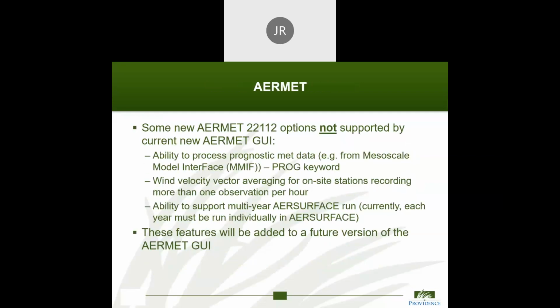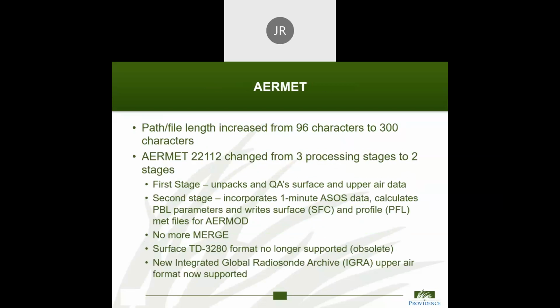So one of the things that happened with AERMET is that the path or file name length increased from 96 characters to 300 characters. So if you're doing a modeling study and you have your MET processing embedded several subfolders down, there was a chance that you could be running up against that 96 character limit, and it's happened to me. So I appreciate this very much, that it's now more than tripled in size.